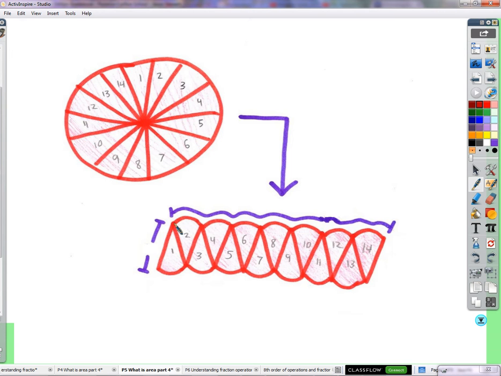Ask you a couple of questions here. How long is this from here to there? We don't know that. Well, it relates back to the circle in some way. Oh, 3.1.